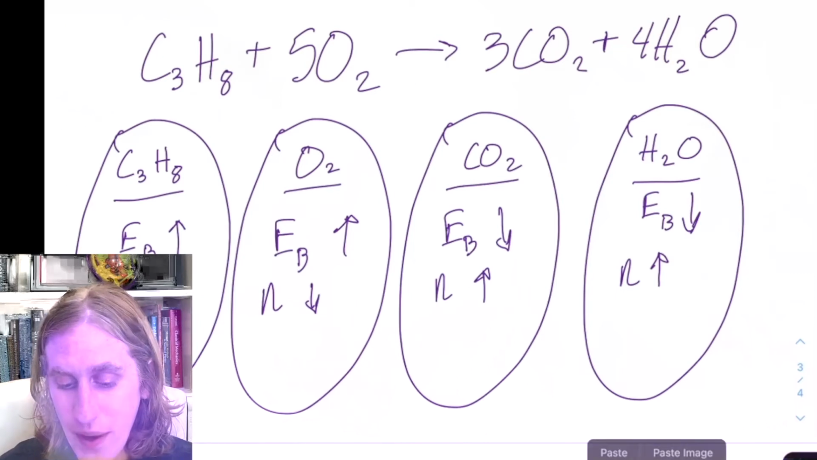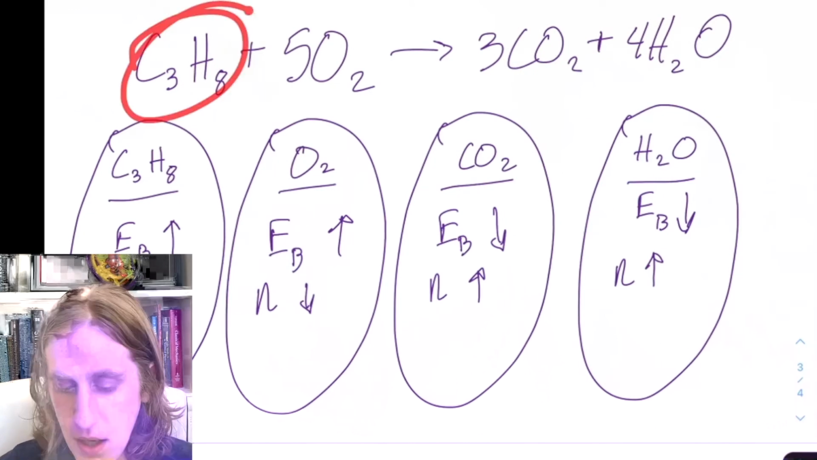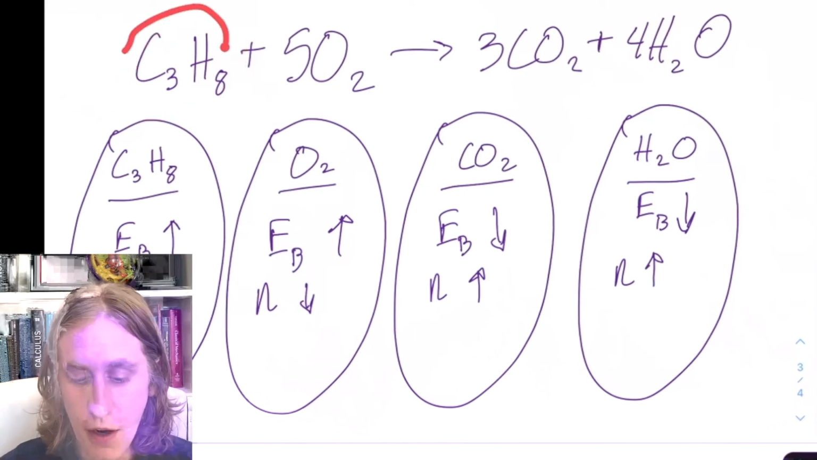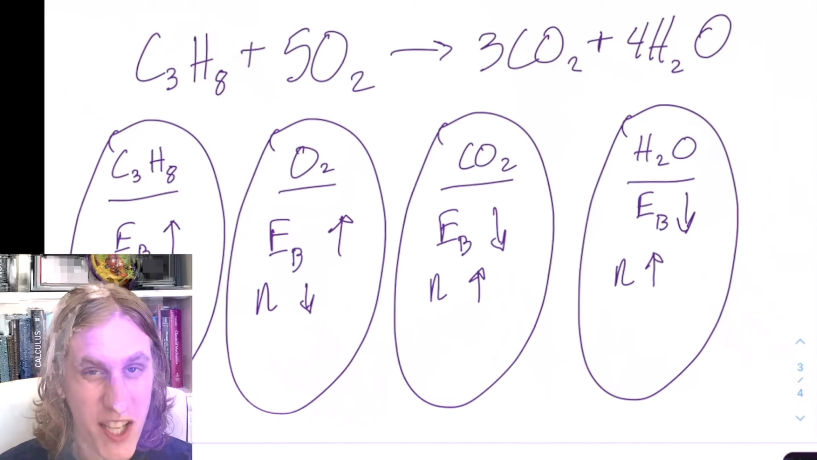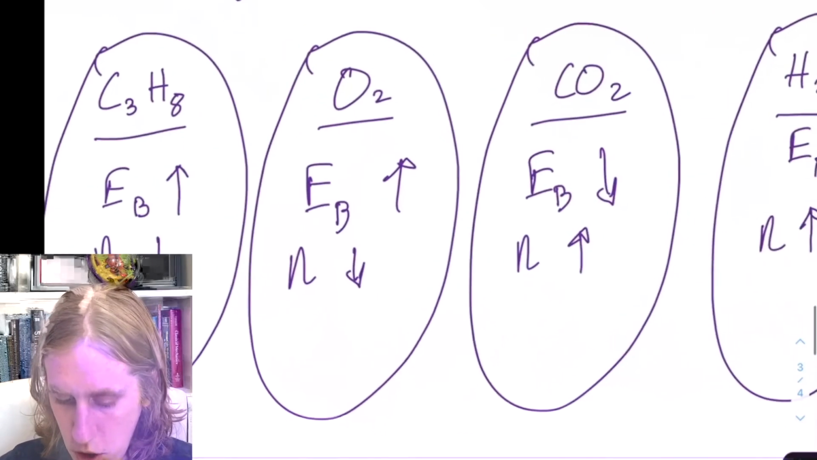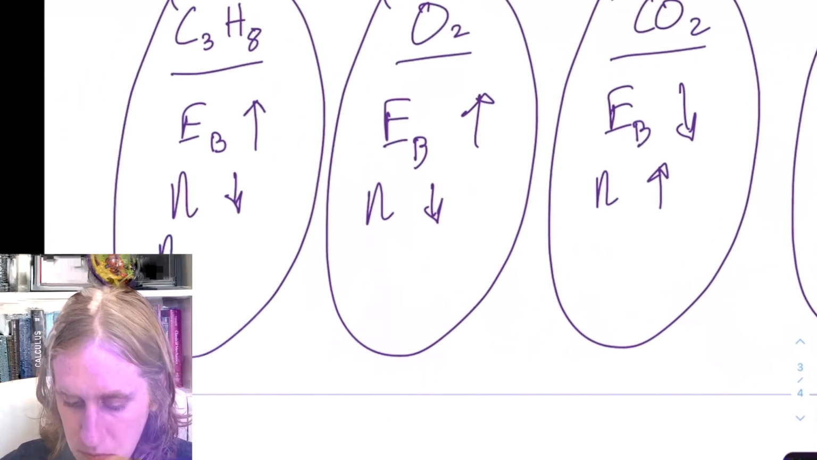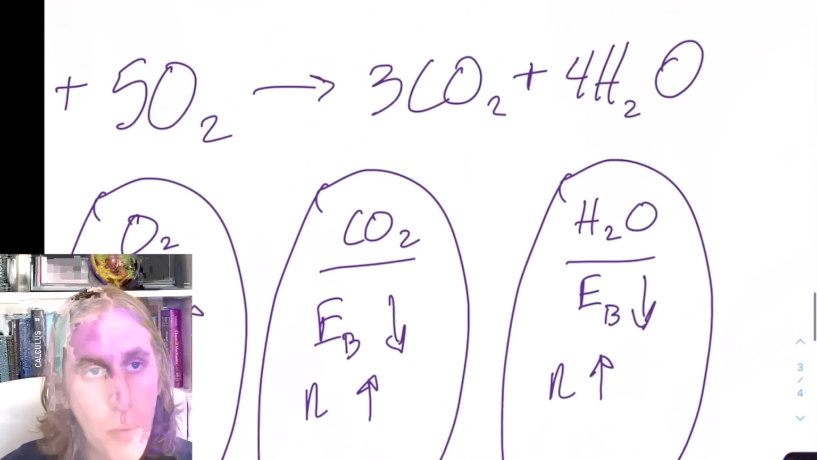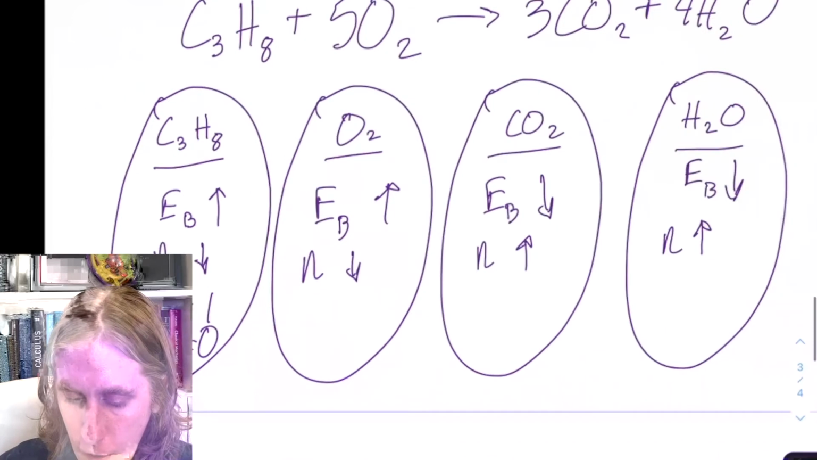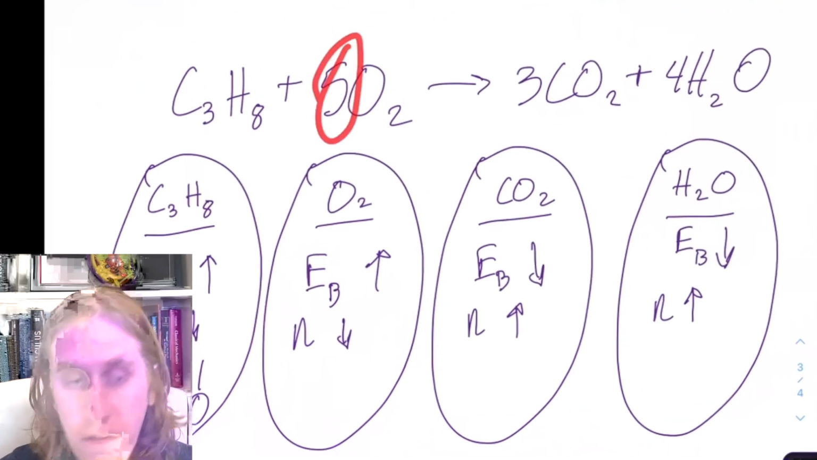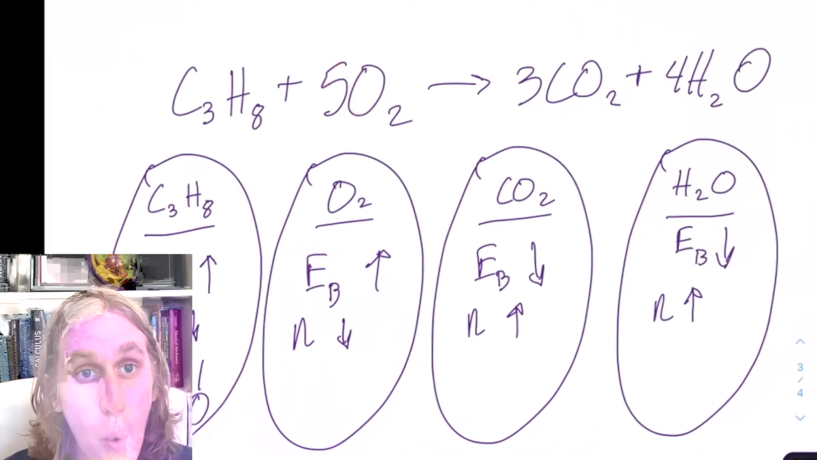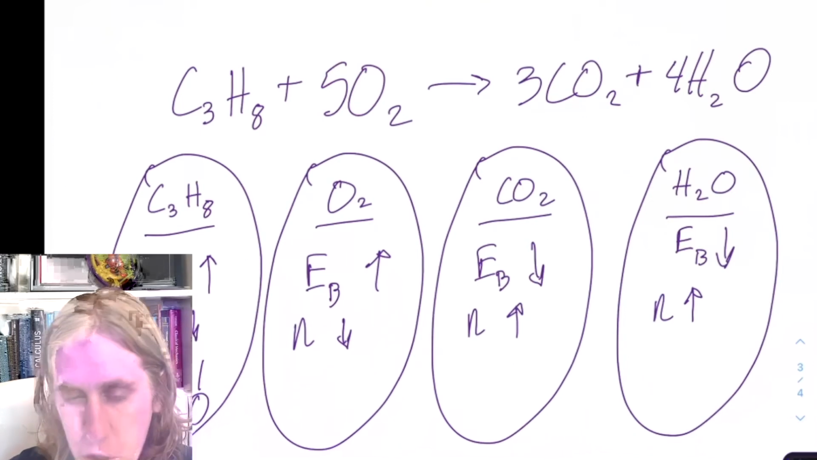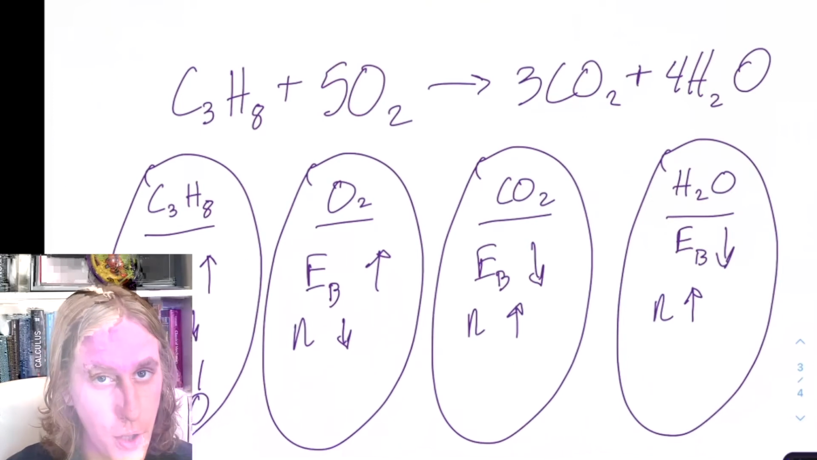We start with 1 mole of propane. If you don't see a number in front of a substance, then you know we just have 1 mole. We start with 1 mole, and we end with 0 moles. There's no propane on the right side. For the oxygen, we start with 5 moles. And again, we end with 0 moles because there is no oxygen on the right-hand side.